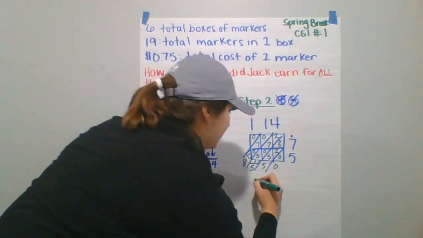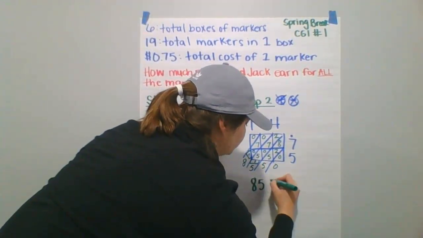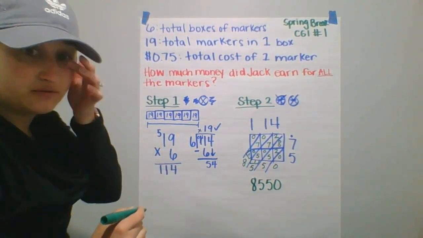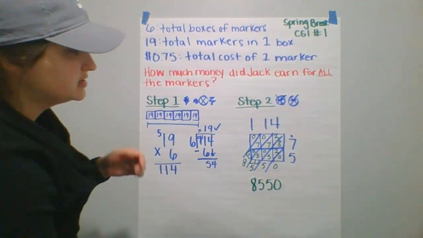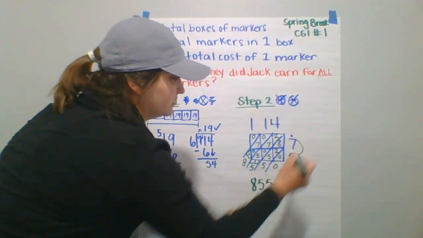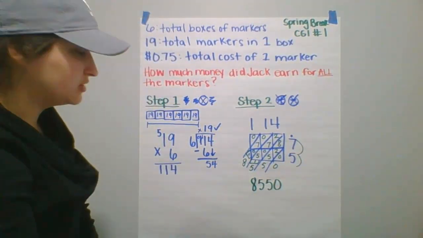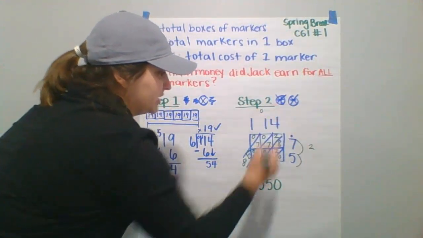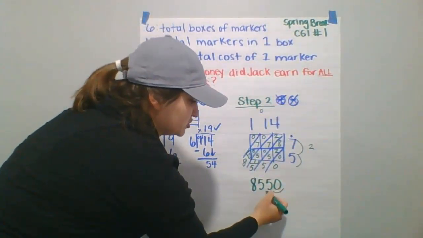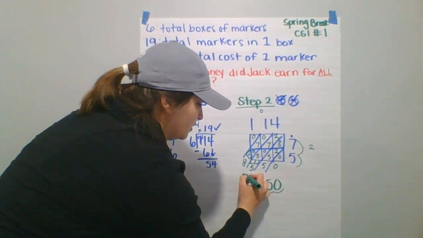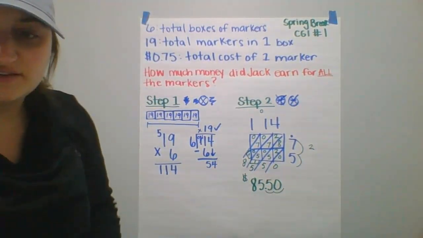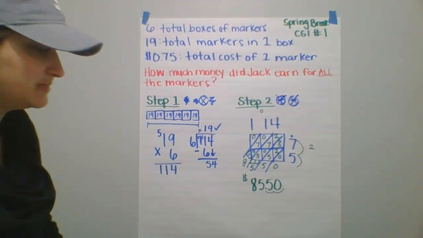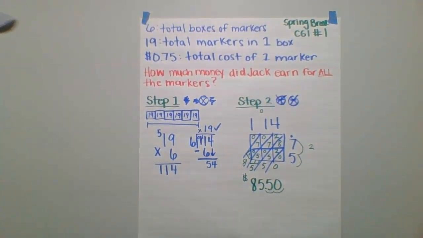So right now we have 8,550, but that seems a little steep for 114 markers. So we want to remember that we have those place values that we need to account for with our decimal. We have 2 here and 0 here. So we want to move our decimal 2 times, which gives us an answer of $85.50. So remember, your decimal place really matters because it changes the value of your answer.